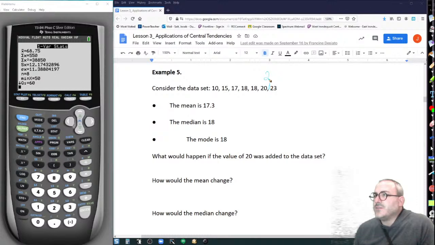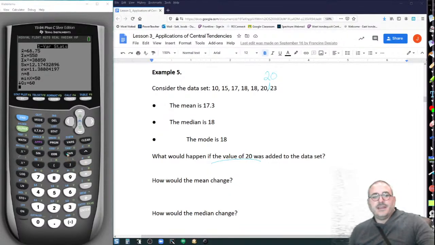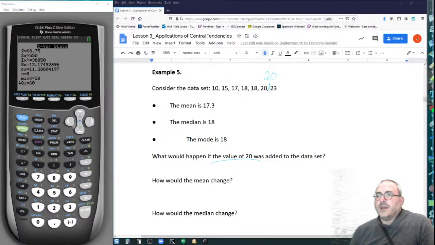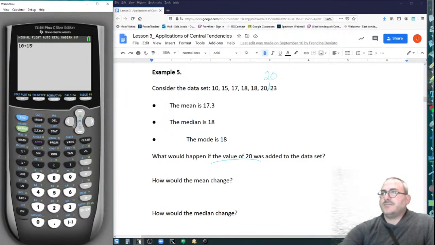I'm going to add a 20. What would happen if I added a 20 to the data set? How would the mean change? Well, now I got to go and do it by hand. This data set isn't too bad. 10 plus 15 plus 17 plus 18 plus 18 plus 20 plus 20 plus 23.